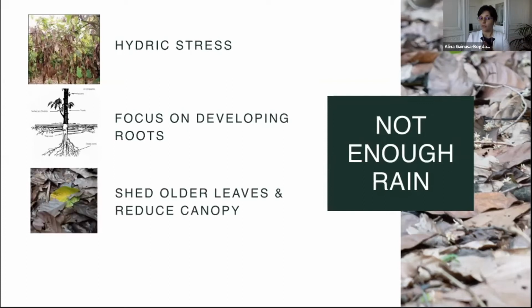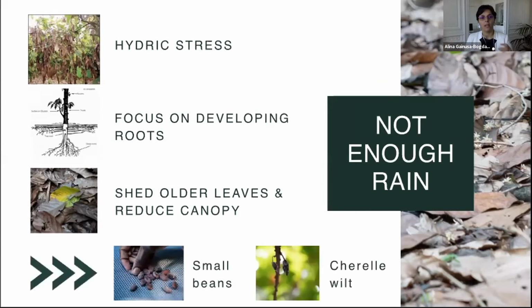As part of this survival, plants will also shed old leaves, which are not very productive. This reduces the canopy, which will put a further big limitation on production. Furthermore, as soon as water becomes available again, one of the tree's first priorities will be to replenish their canopies. This is time-consuming, but it is essential before the trees can return their focus to pod and bean production. Both of these effects typically lead to cherelle wilt and small bean sizes, the most well-known effects of drought on the cocoa tree.